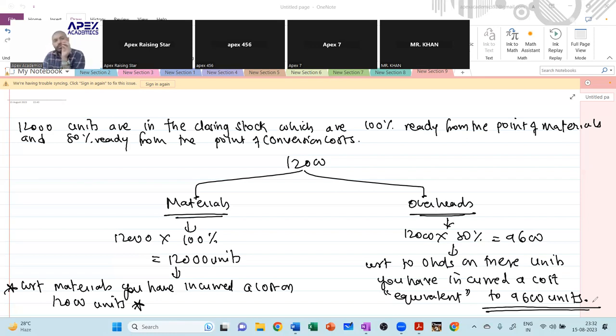What I'm trying to say is you worked on 12,000 units. Out of that, you finished the work of materials. So 100% of the material work is ready. But what about the overheads? Overheads, only 80% of the work is ready. So if 80% of the work is ready with respect to overheads, it shows that equivalent to 9,600 units, you have done the work. Are you understanding this? Yes or no? Please tell me that.